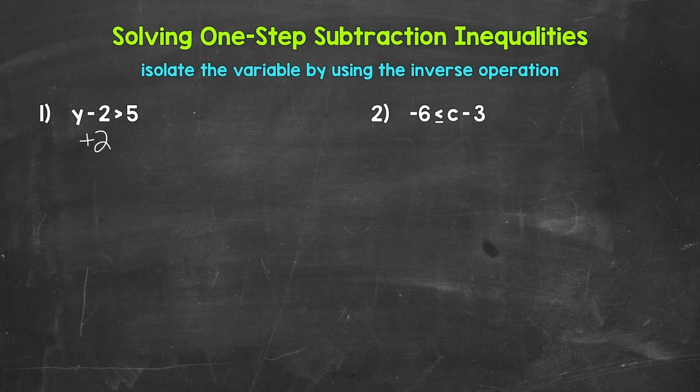Whatever we do to one side of an inequality, we must do to the other in order to keep it balanced, so add 2 to the right side as well. Now, as far as the left side, these 2s cancel each other out. So y is now isolated. We have y is greater than, and then on the right side, 5 plus 2 gives us 7. So y is greater than 7. And that's our answer. So any value greater than 7 is a solution of this inequality.